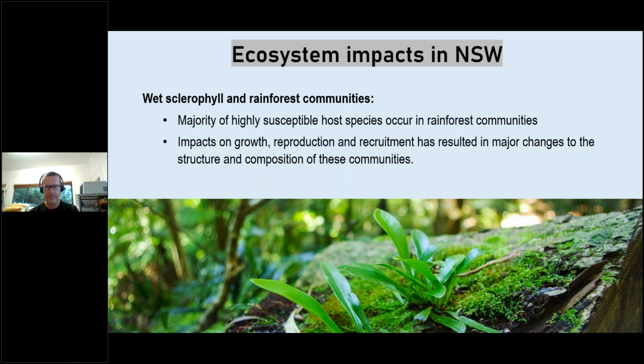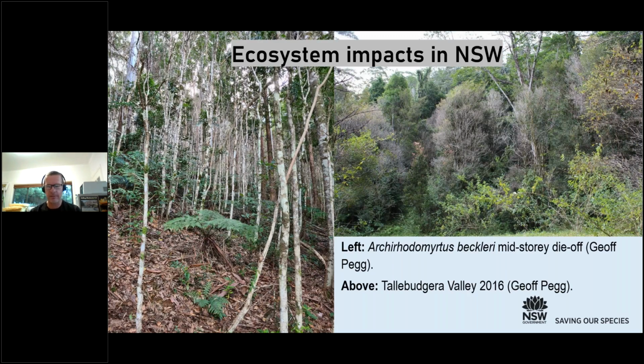So there are several sites that I've been working on in northeast New South Wales, and Jeff Pegg and others have been working on in southeast Queensland, where we're starting to see multiple susceptible species decline, and these species aren't yet listed. Sometimes they're not even affected across their entire range, but at particular sites we're getting these multi-species impacts.